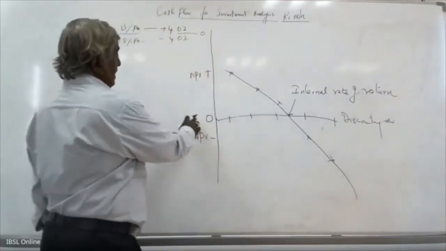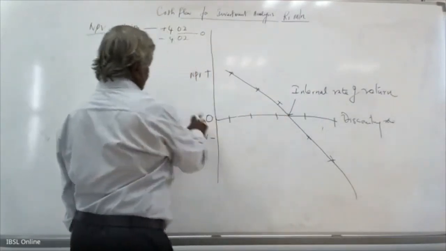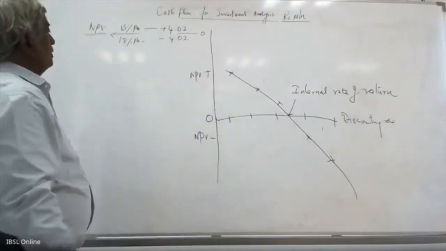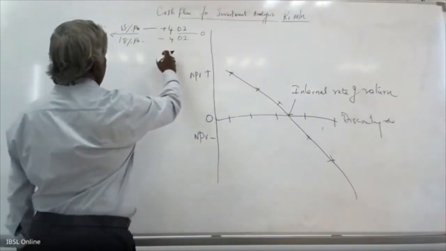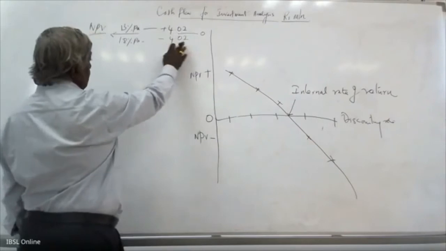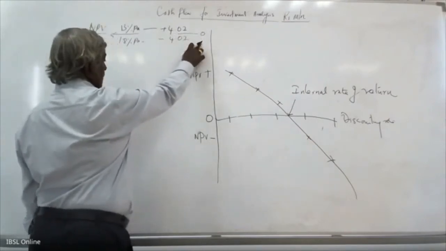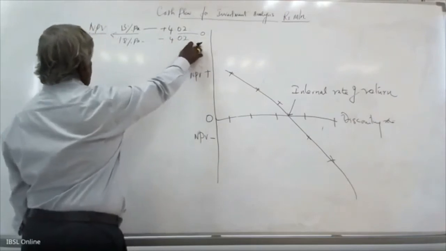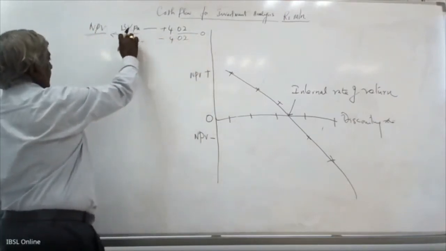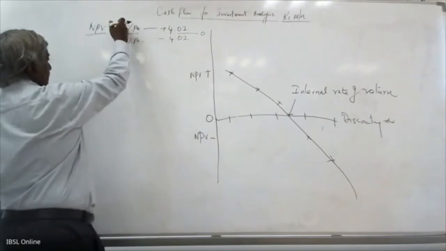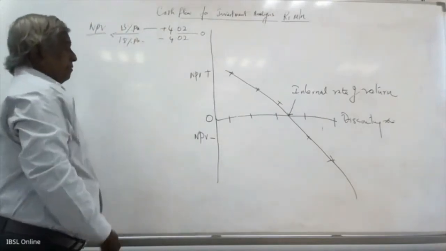Where the NPV is 0. I told you that in between plus 4.02 and minus 4.02, the value may be 0; the NPV may become 0 at a particular discount rate. The discount rate may be between 13 and 18%.